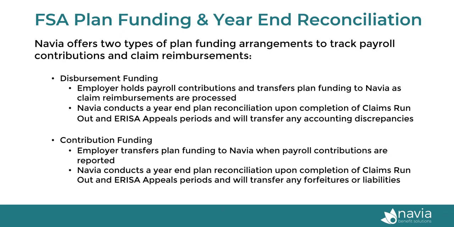Employers who elect the contribution funding method will transfer plan funding to Navia when payroll contributions are reported. Regardless of funding method, Navia will complete a year-end reconciliation for each plan upon completion of the claims runout and ERISA appeal periods. Employer contacts will receive a year-end reconciliation report, and any discrepancies in accounting will be reported and refunded or requested at that time. Any forfeitures or liabilities for contribution-funded plans will also be transferred at this time.